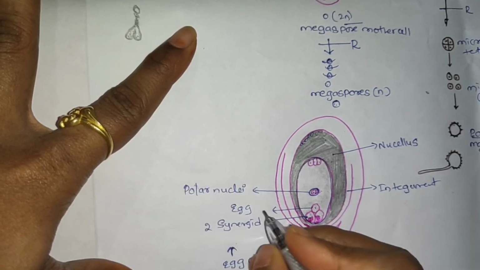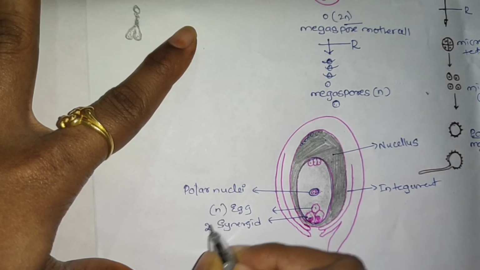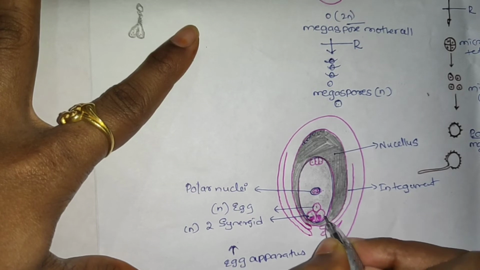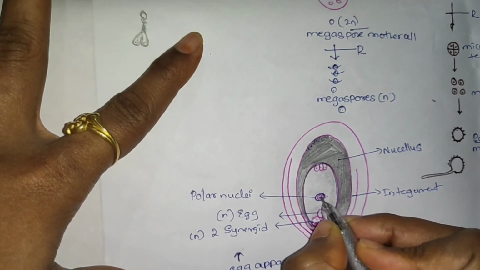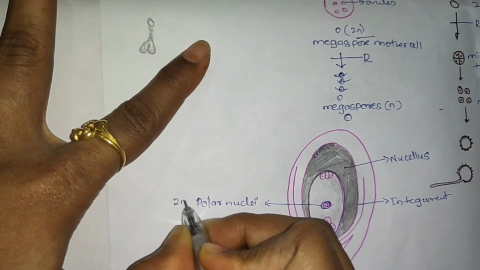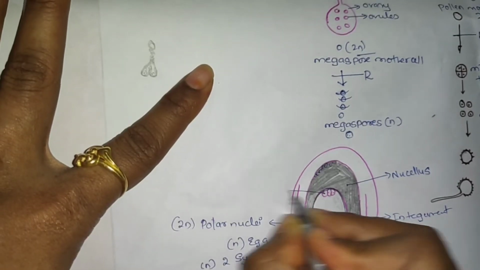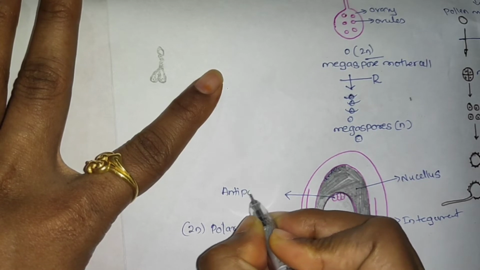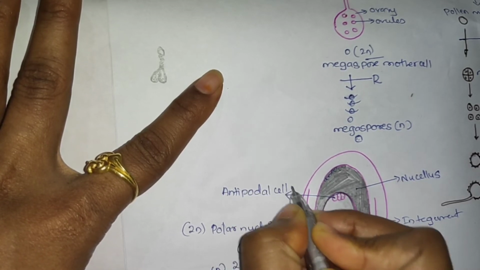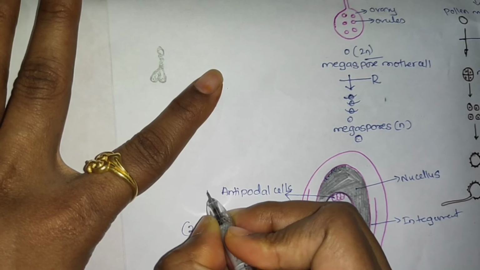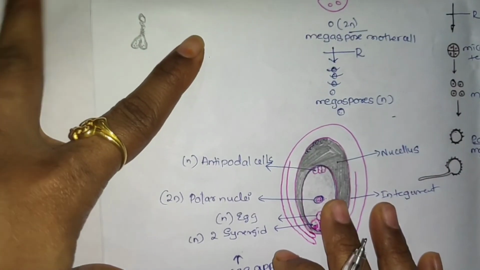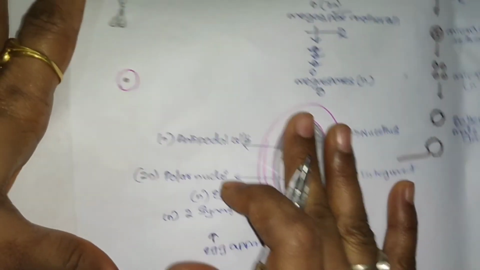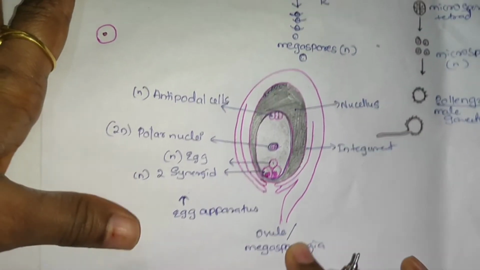Look, the egg is haploid and the synergids are haploid. This one is haploid, and this one is haploid. But here both have been fused to form diploid polar nuclei. So what are these? These are antipodal cells. Each cell is haploid here. They are not fused. So later on what happens? This is the structure of the ovule or megasporangia.